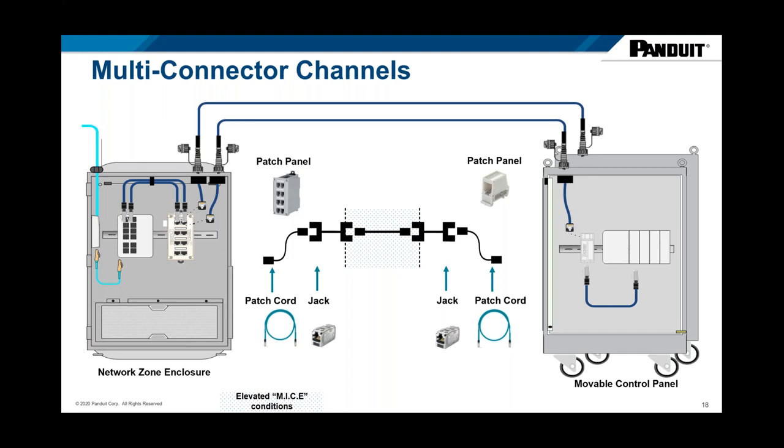And then we're going to have our rated, shielded patch cords inside those control panels as well. So that allows us to build out that network zone enclosure and that movable control panel and allow it to have connectivity between those two panels. Now, because this is a movable control panel and we've got an elevated M.I.C.E level, we're going to put a bulkhead on that enclosure, right?